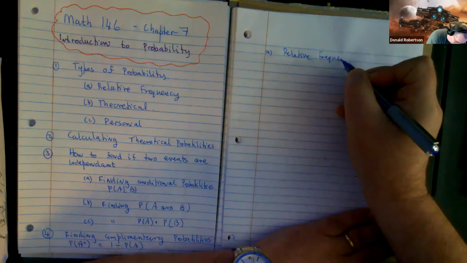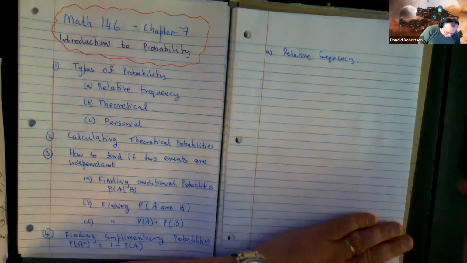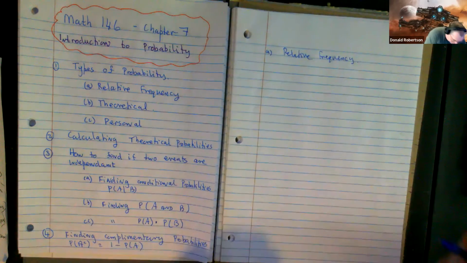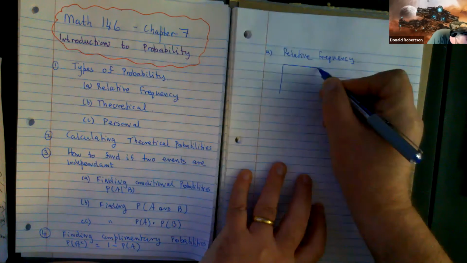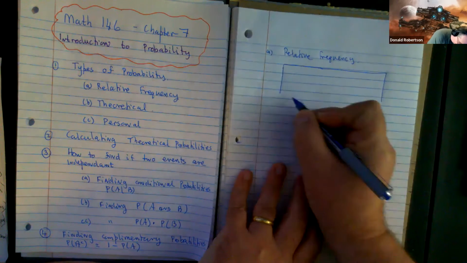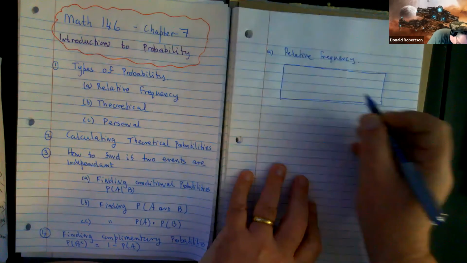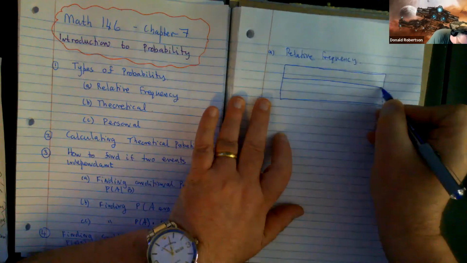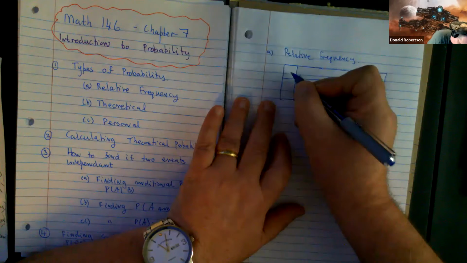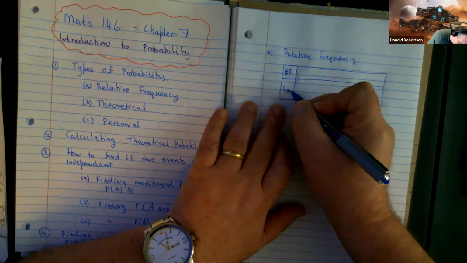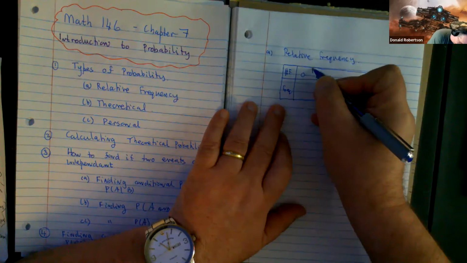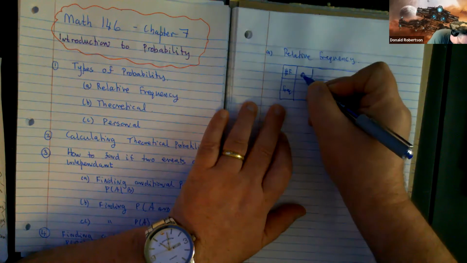So you can use this way of calculating probabilities where you collect data and you put it into either a table, and very often you then convert them into relative frequencies. I'll show you an example of how you might do that. So let's suppose, I guess that should be 1.